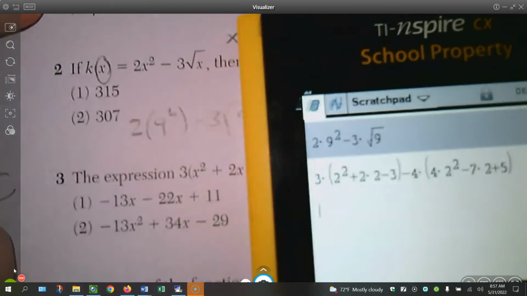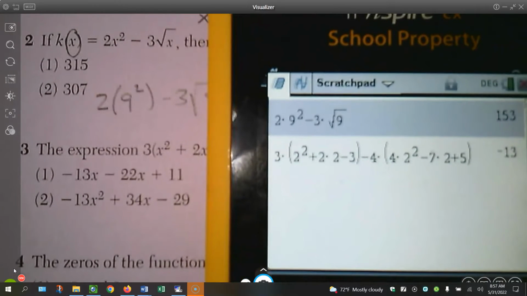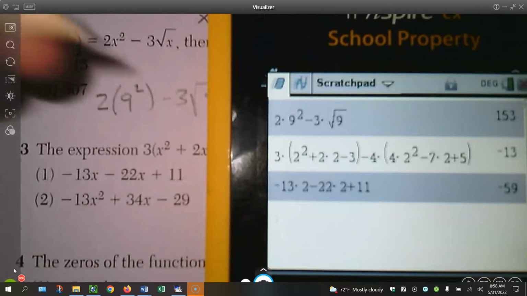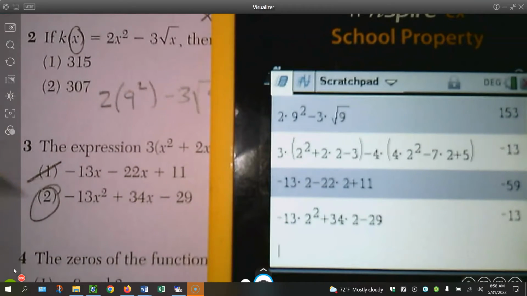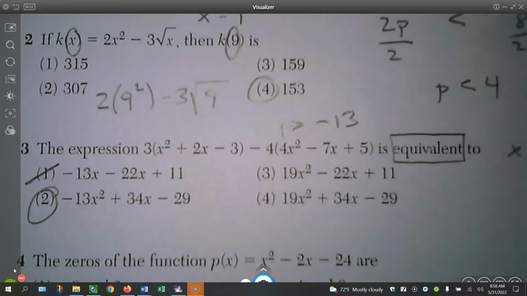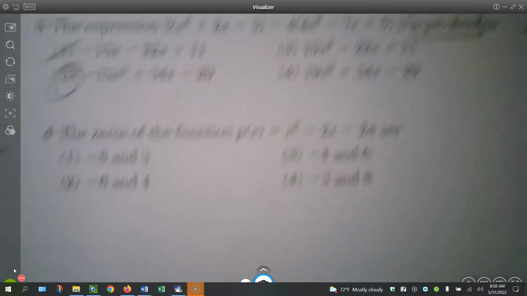I'm going to plug in answer choice 1 now, using x as 2. So negative 13 times 2 minus 22 times 2 plus 11. That's negative 59. So choice 1 is out. Choice 2: negative 13 times 2 squared plus 34 times 2 minus 29, negative 13. There you go.